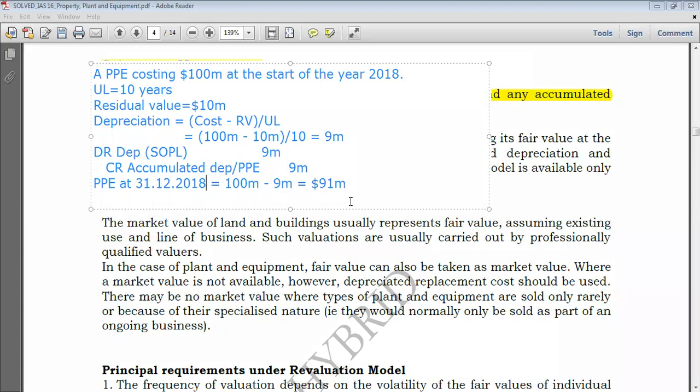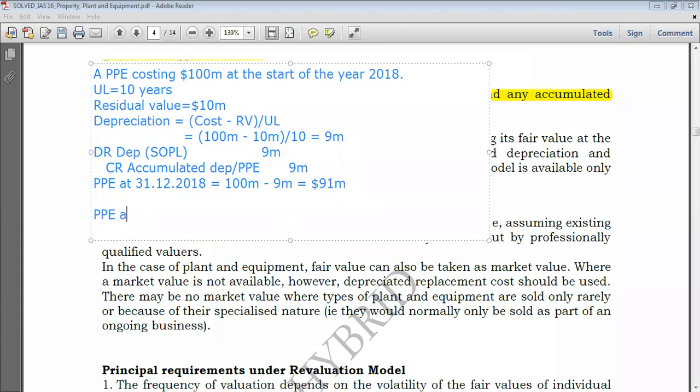So let's presume that unless there has been a change of depreciation, we need to compute the value of PPE at 31st December 2020 now, not 2019. Two years have passed, and so you would charge the same depreciation. Now you would take your cost of 100 million minus accumulated depreciation, which would be the 9 previously for 2018, and then minus 9 million again for 2019, ending up with $82 million. So this is how we account for the cost model.